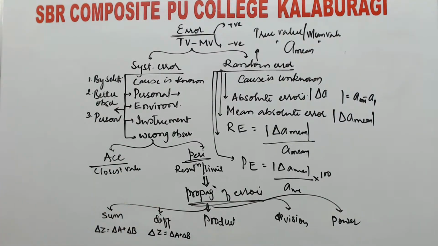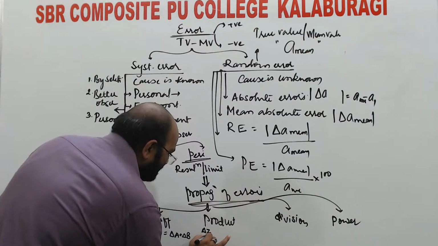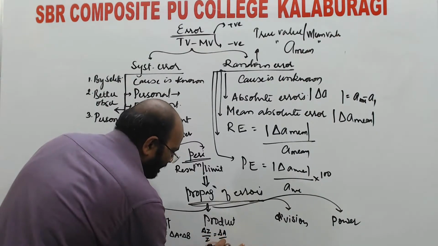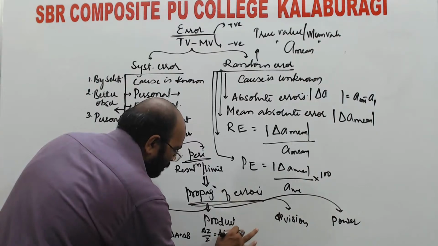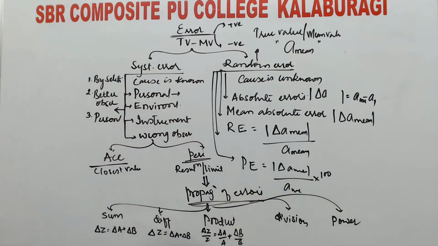Now the error in product. What is the error in product formula? For error in product or quotient we have the fractional error, delta Z by Z, which equals delta A by A plus delta B by B. This is what we call error in product.